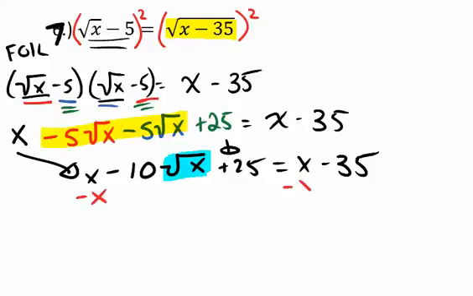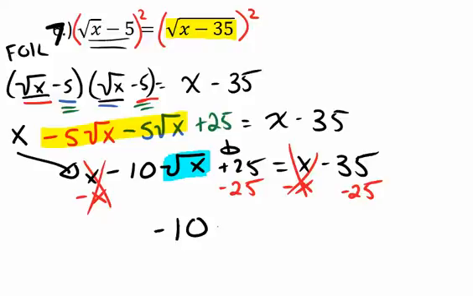I want to pretty much isolate that square root. So I'm going to subtract x, cancels there and there. I'm going to subtract 25. So I end up with negative 10 square root of x equals negative 60.